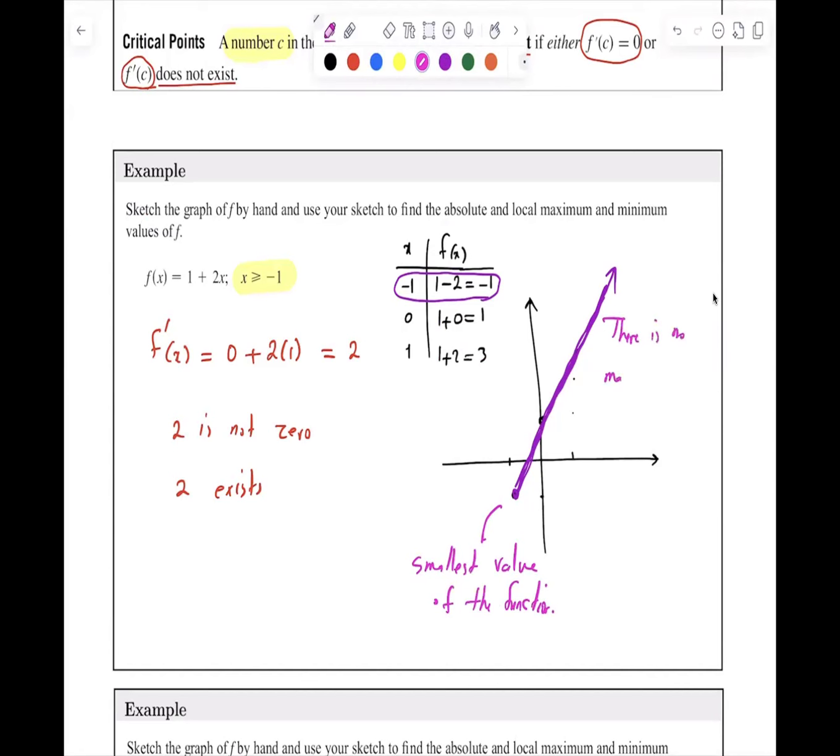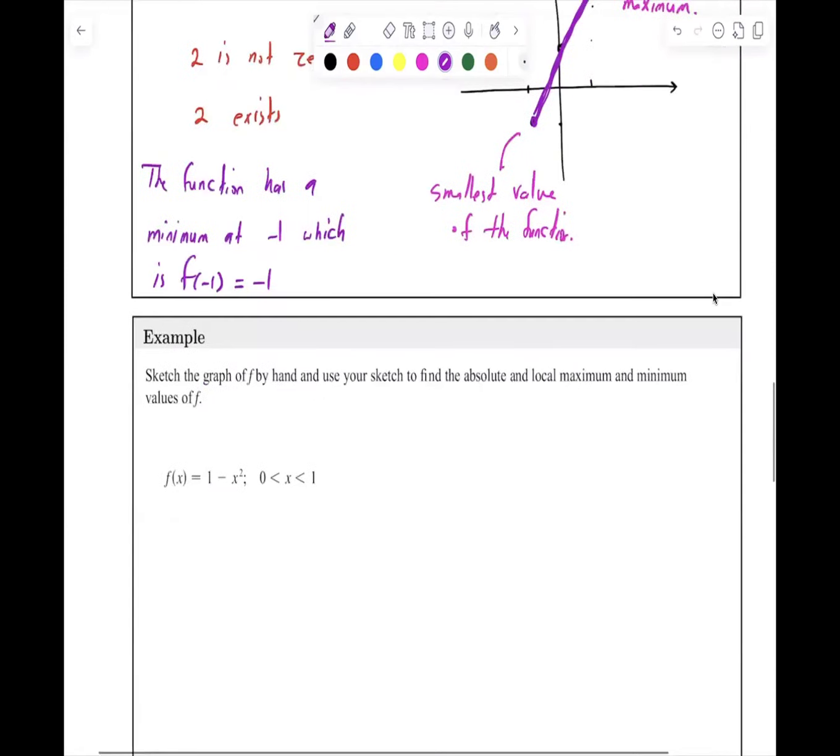There is no maximum. So we say that the function has a minimum at -1, which is f of -1, or -1. This is this value. So for example, if it was your loss function, the minimum loss value is -1. Let's take a look at another function.